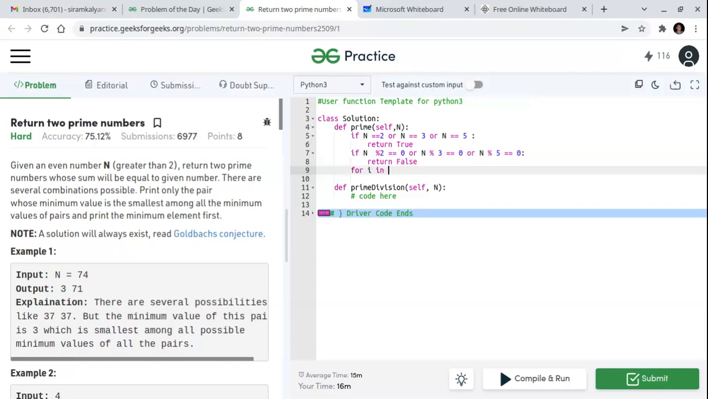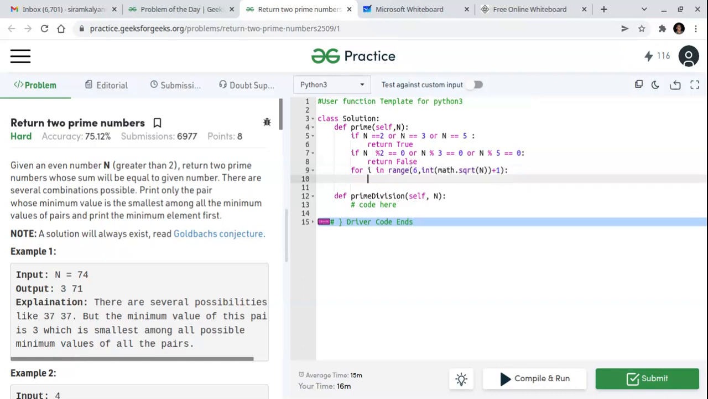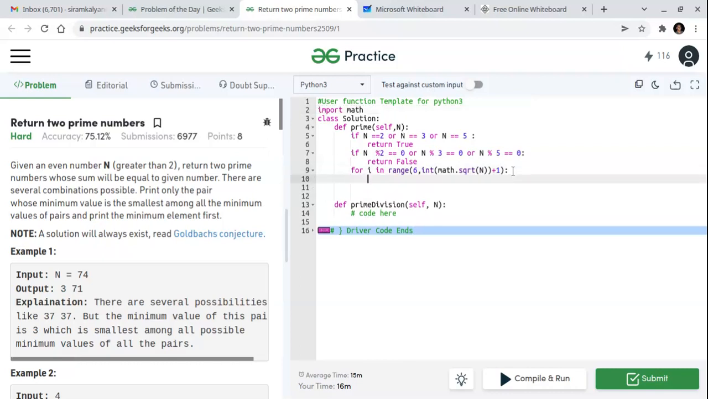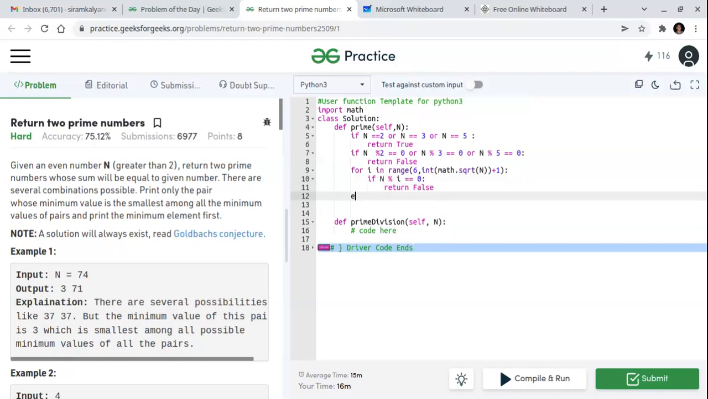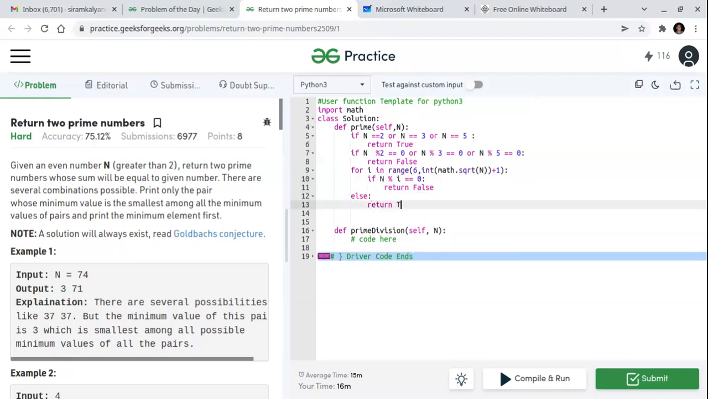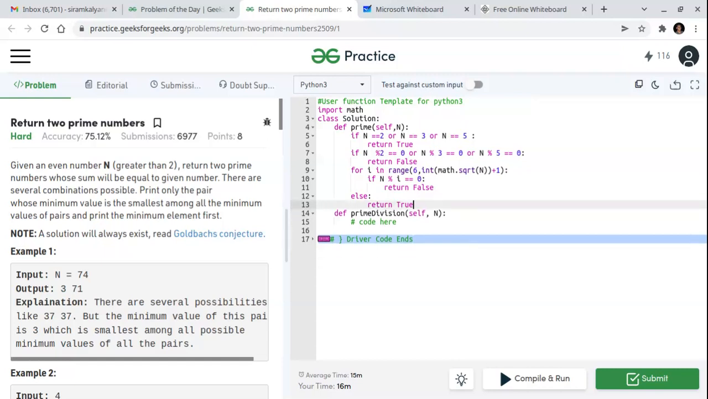So for i in range of 6, we have already included 5, so we will be taking 6 here, to math dot square root of n plus 1. I mean, we need to include the square root also. I'm importing the math module. If n modulo i equals 0, it is not a prime number, so we will return false. Else, return true. Okay, so we have written the code to define whether a number is prime or not.